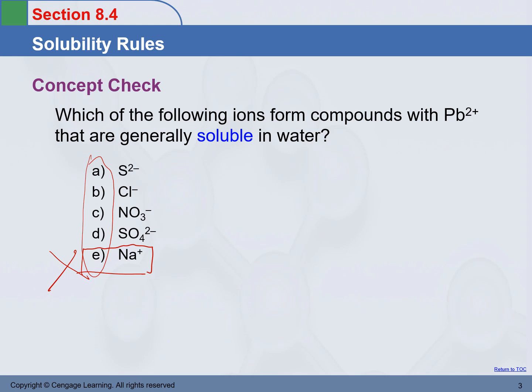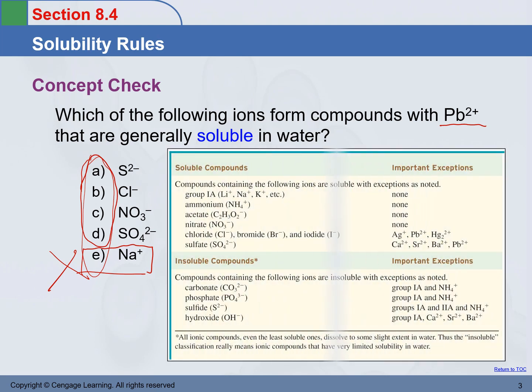Why? Wait a minute. Sodium ion, we just learned, is going to be soluble. Well, sodium ion is a positive ion. Lead 2 plus is a positive ion. They cannot combine to form a compound. Does that make sense to you? Only A, B, C, D, these negative ions, can form a compound with the lead 2 plus. So our job becomes pick the ones from A, B, C, D that can form a compound with the lead 2 plus, and the compound will be soluble in water.